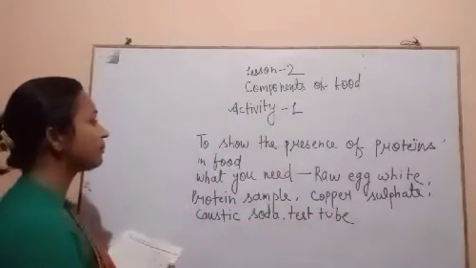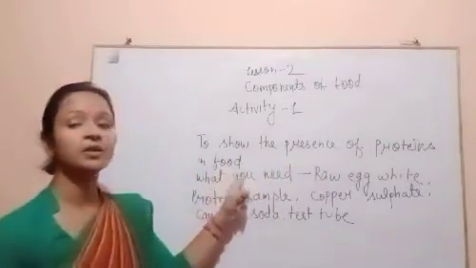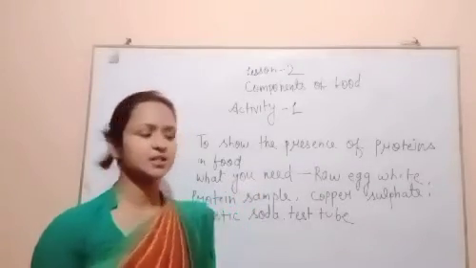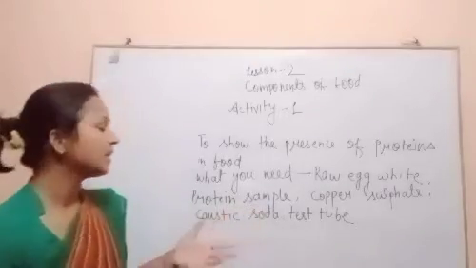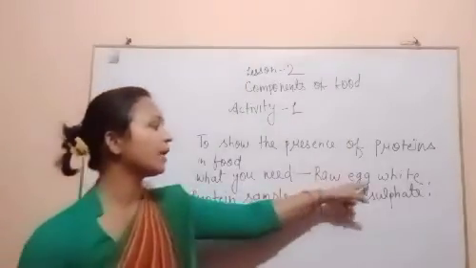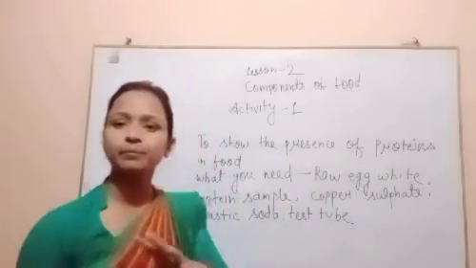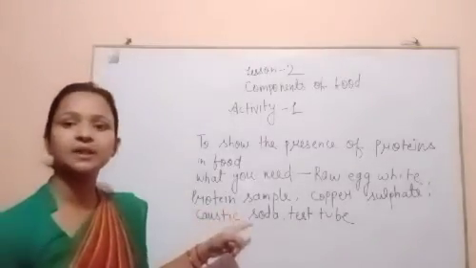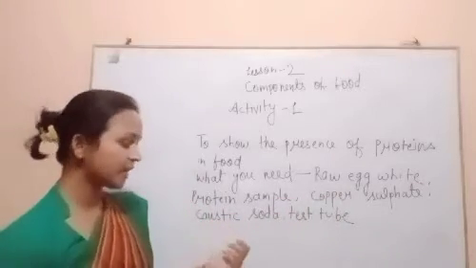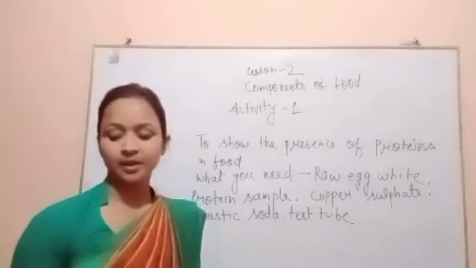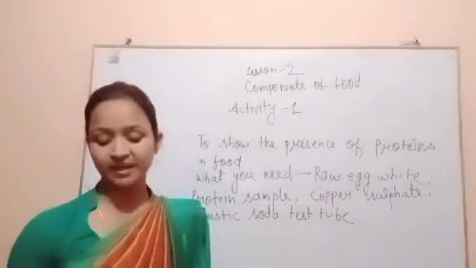So the question is to show the presence of proteins in food. For the activity, the materials you need are: first, raw egg white, and in place of egg white you can take any material which is filled with proteins. Copper sulfate, caustic soda, and a test tube. Copper sulfate is also called blue vitriol.